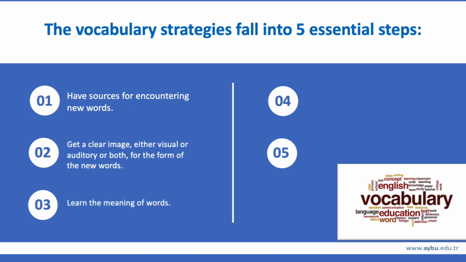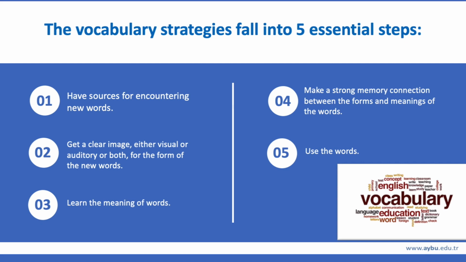Then in the third step, you should learn the meaning of the word either in your mother language or the target language, which is English right now. You should learn what the word means. As the fourth step, you should build a memory connection between the form of the word and the meaning of the word to use it, which leads you to the last step, using the word.